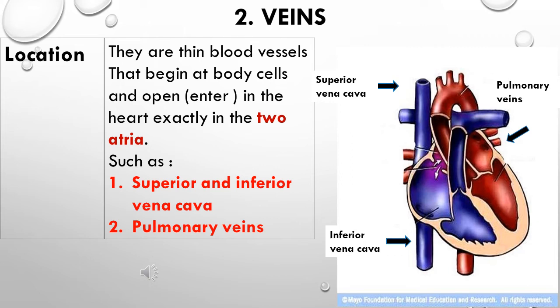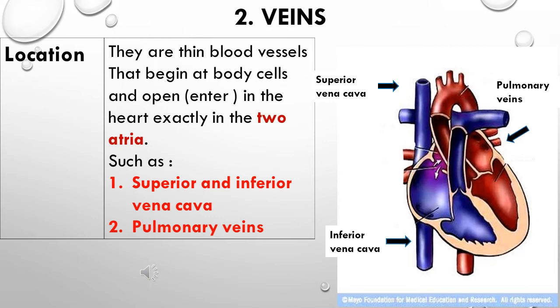First, where do they begin? At the body cells. Then they open into or enter the heart. In which exact location in the heart? At the two atria. Atria is the plural of atrium.